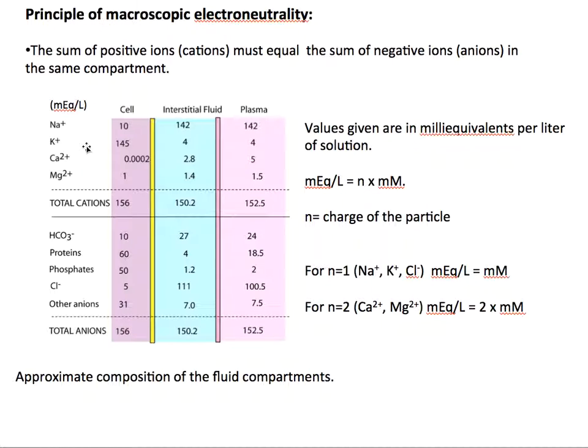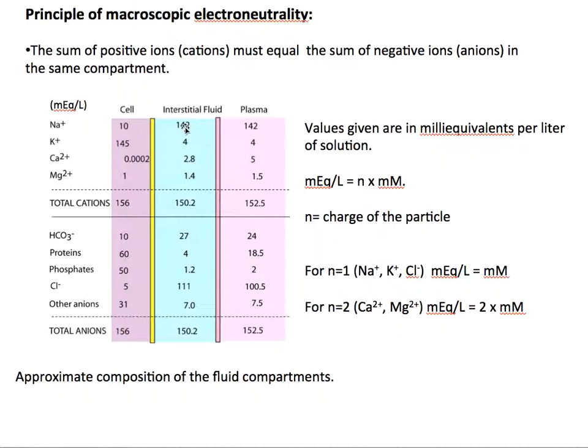The principle of macroscopic electroneutrality is a very important concept. This tells you that within different compartments, the sum of cations and anions have to be equal. So for example, within the cell, so that's intracellular, 156, 156, ISF 150, 150, and plasma 152, 152. We had to memorize the concentrations for sodium, potassium, and I believe chloride on our exam.